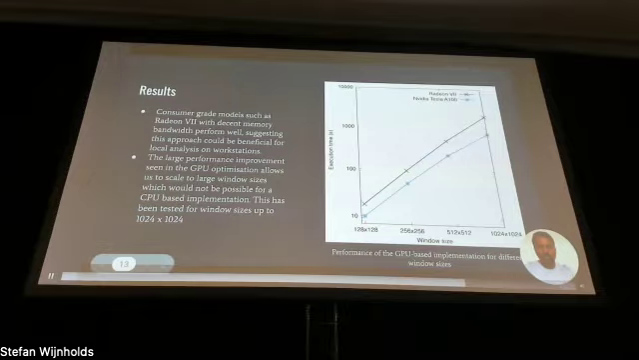Now, because we see a large improvement in this approach, we wanted to see if this can scale with the window size. And we managed to test this all the way up to a 1024 plus 1024 window, something that is not possible to do with the regular CPU-based approach.